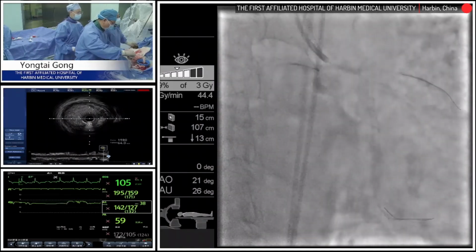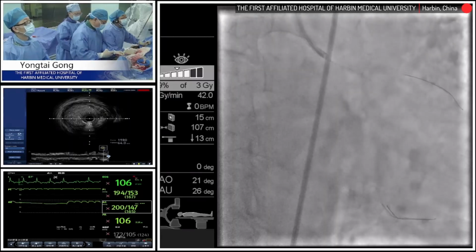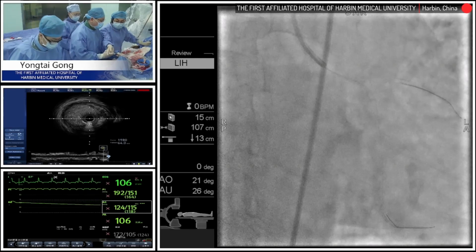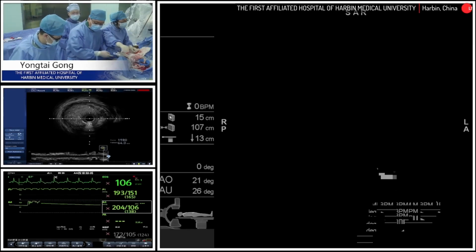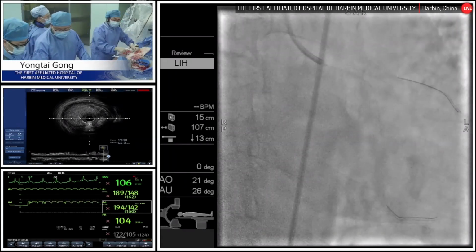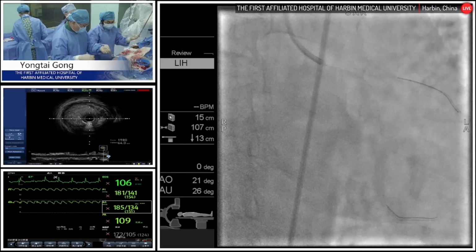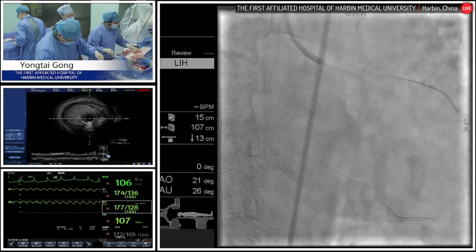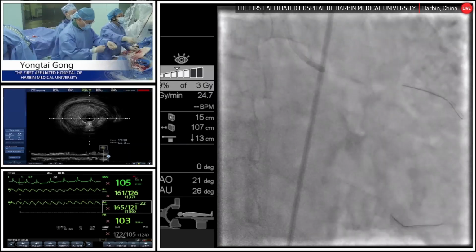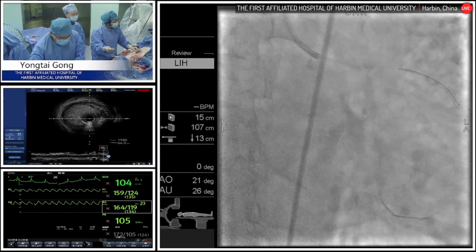We check some slow flow in the circumflex, and we might give some vasodilators, such as nicorandil. Also, Professor Gong, we have nicorandil, which is favorable for slow flow and has no effect on blood pressure or heartbeat. So like I said, we need to keep an eye on the left coronary artery and always check the situation of the patient.